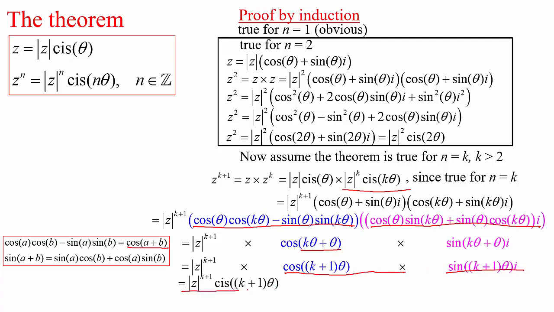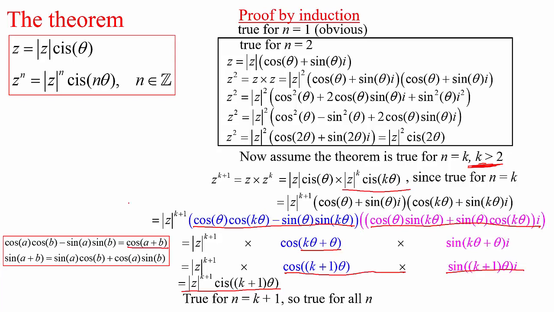theta. That's really the end of our proof, because we've shown that it is true for n equals k plus 1. So if it's true for n equals k plus 1, it must be true for all values of n, because our value of n was arbitrary. It was any value greater than 2.